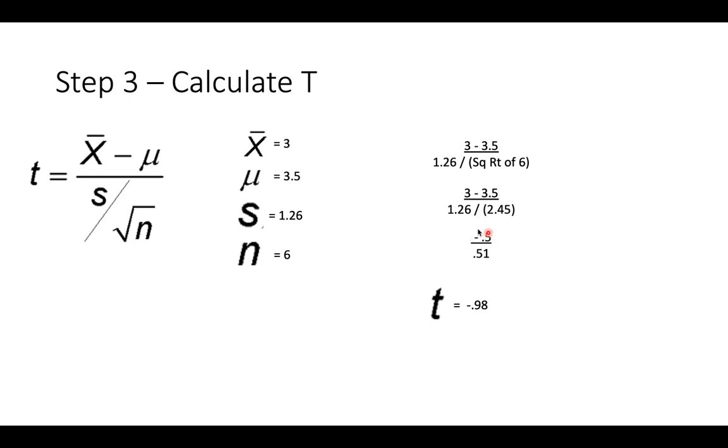Remember that negative is important. It tells us which side of the curve we're on. Negative 0.5 divided by 0.51 is just shy of negative 1. Negative 0.98 is our calculated t-value. Not looking too good. Doesn't look like we're going to be significant, but we have to check with our critical value. Right? We have to check the critical value table and compare it to this calculated t.